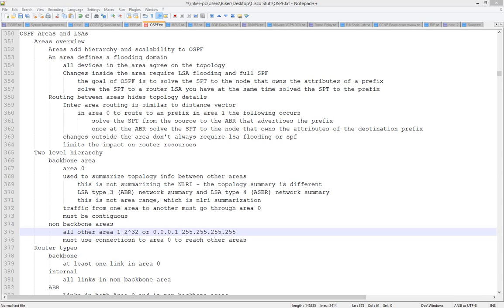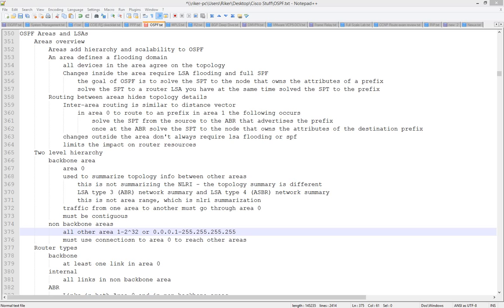Now, what I thought was going to be very beneficial to everybody was to break down the areas and the LSAs and how OSPF works behind the scenes, because anybody can go in there and type in a couple of commands and make the stuff work. But if you don't understand how OSPF path selection works, the route types, and how the scalability factors come into play with the two-level hierarchy, you can quickly find yourself not knowing what to do and scratching your head trying to figure out which way to go.